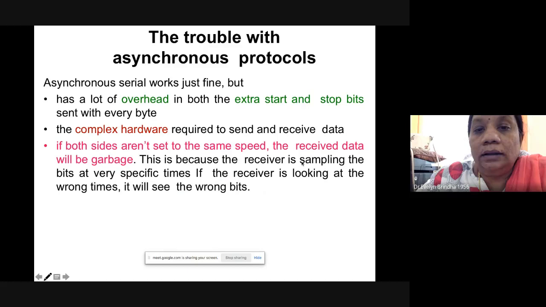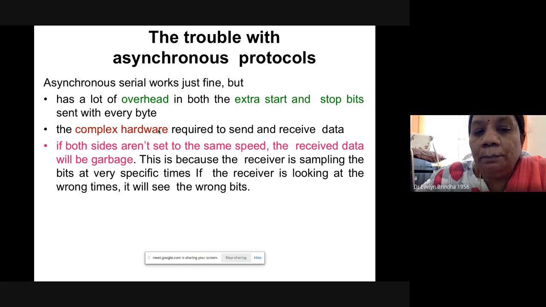And another, that's what we are talking about, the overhead. Extra bits have to be attached. Complex hardware, because we need hardware to attach the bits, and we need hardware to remove the bits. All that is extra work to be done.